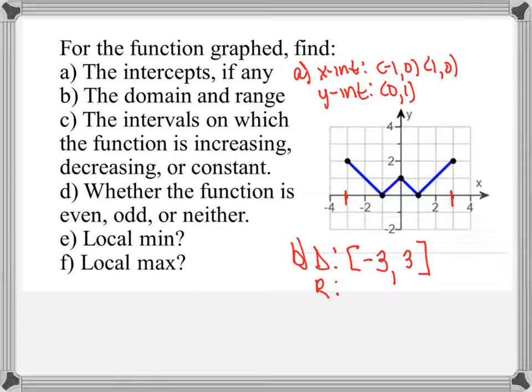Our range, we're looking at the y values. Our lowest y values are 0, and our highest y values are 2. So our range goes from 0 to 2 inclusive.